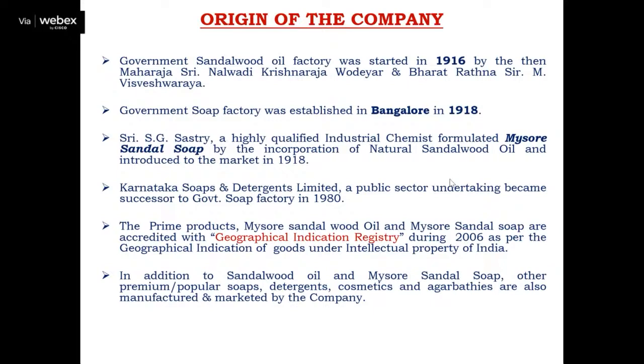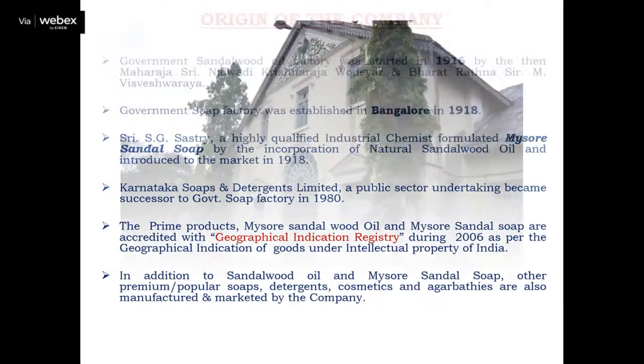The prime products, Mysore Sandalwood Oil and Mysore Sandal Soap, are accredited with the Geographical Indication Registry with numbers 29 and 30 during 2006, as per the Geographical Indication of Goods under the Intellectual Property of India. In addition to sandalwood oil and Mysore Sandal Soap, other premium and popular soaps, detergents, cosmetics, and agarbattis are also manufactured and marketed by the company.